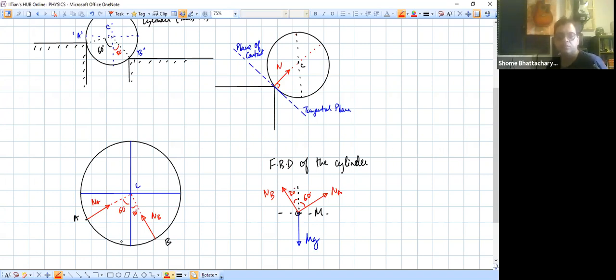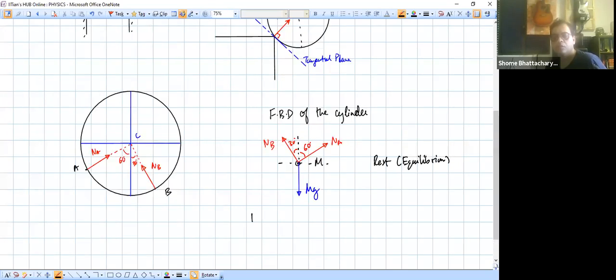And this body is at rest. It's in equilibrium. So the net force should be 0. Okay. So net force should be 0. So we can use Lami's theorem, for example. Equilibrium of three forces, Lami's theorem is always convenient.